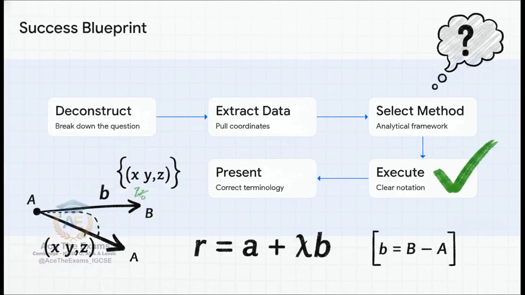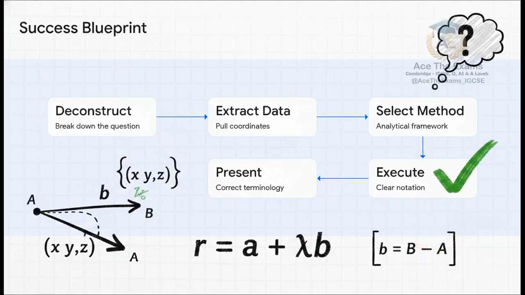Step 4. Execute with notation. Now, this is exactly where Sam failed earlier. We must carefully calculate the direction vector b by subtracting the position vector of A from the position vector of B. We explicitly show the working. We do not skip steps. We use proper vector brackets.